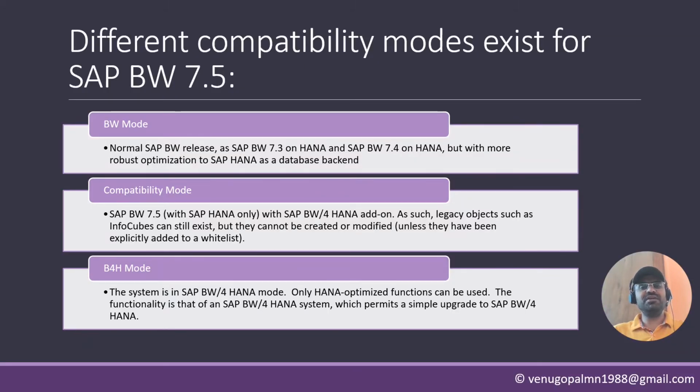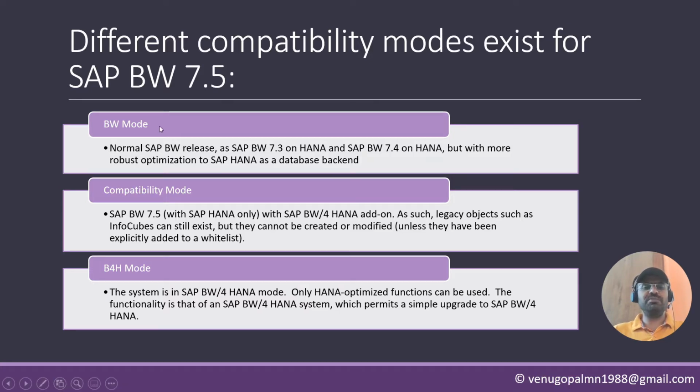There are different compatibility modes for SAP BW 7.5 onwards. You are also aware that BW 7.5 supports both BW on HANA and non-HANA systems, right? So this particular compatibility mode will be there whenever your backend database is HANA. There are three compatibility modes. One is BW mode, which will be there by default. You can choose the compatibility mode or BW for HANA mode. These are different modes. It will set some restrictions for the developer to either change the objects, modify the objects, or create new objects.